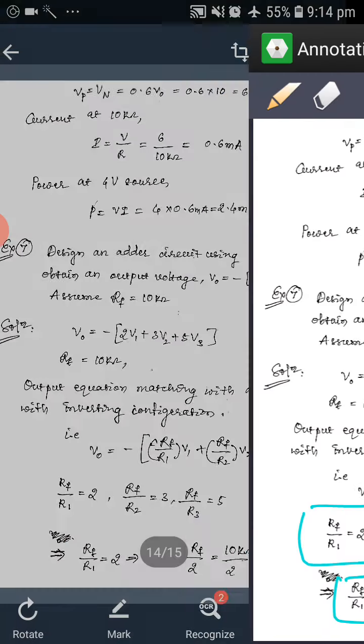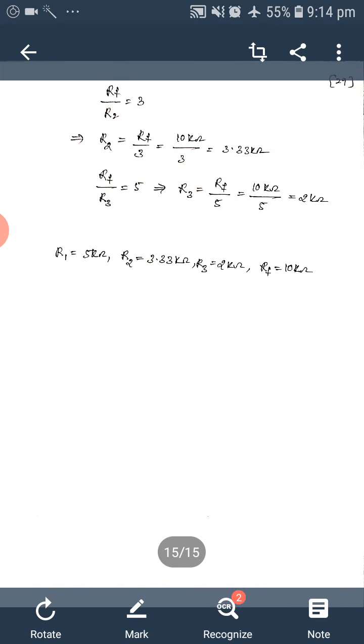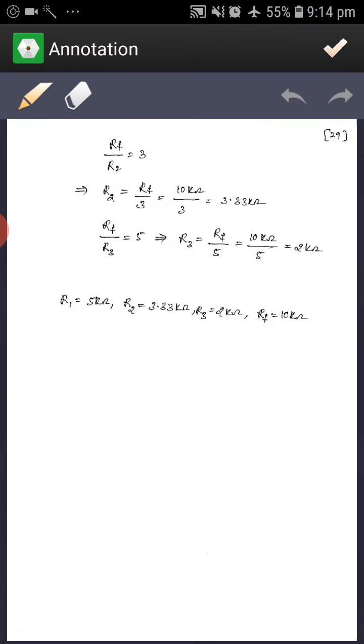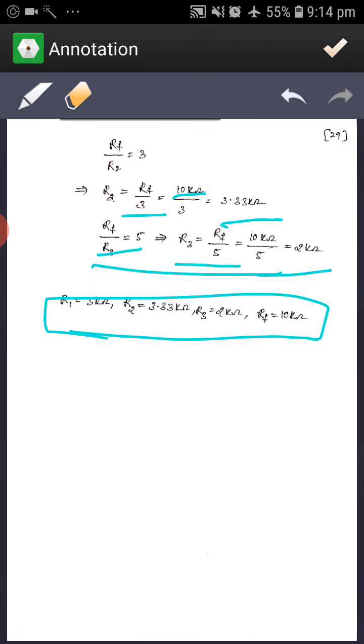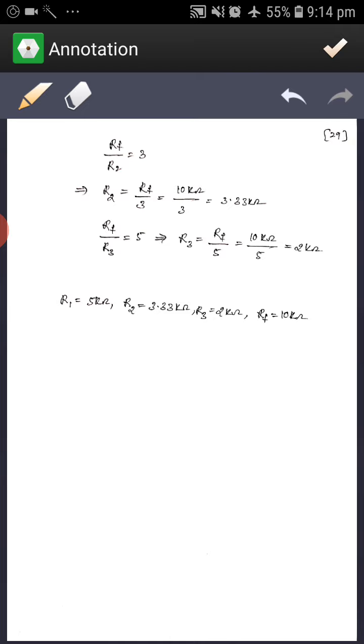Similarly, RF by R2 is equal to 3, so R2 is equal to 10k by 3, so it is 3.3 kilo ohm. And RF by R3 is equal to 5, then R3 is equal to RF by 5, so it will be 2 kilo ohm. Like this we can calculate all the resistances. If we fill the resistances in the circuit, the adder circuit will be formed here.